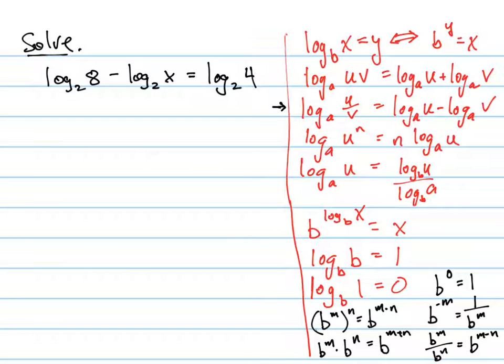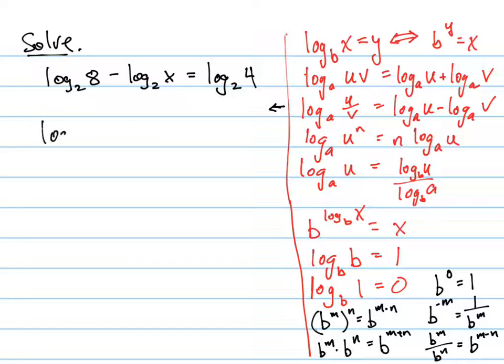Notice we're going to use this property right here. We're going to go this other direction though. We're not going to go right to left, we're going to go left to right. We're going to take this and turn it into that. Remember, all these properties go both directions. These equations go both directions.